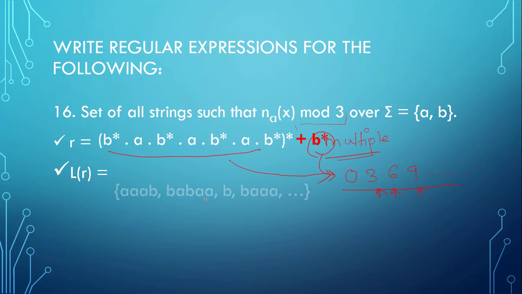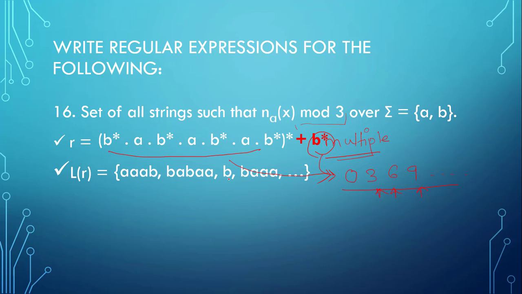So L of r generated will be triple a, b, baba, ab, b, triple a and so on. That means as we can observe, it is a multiple of 3 present in our input string.